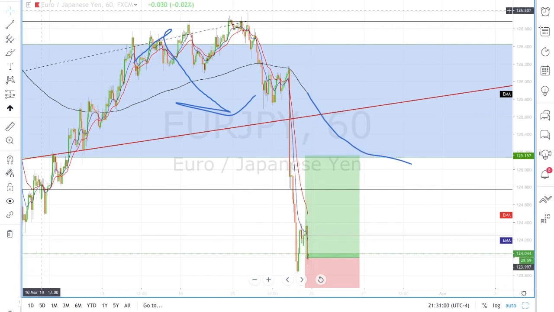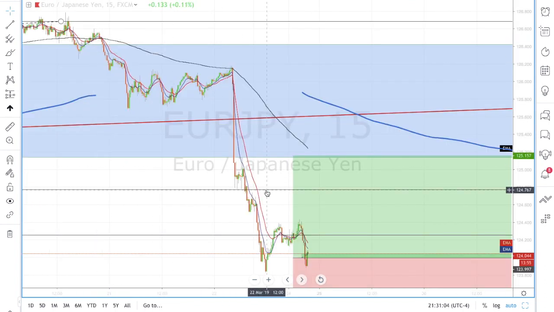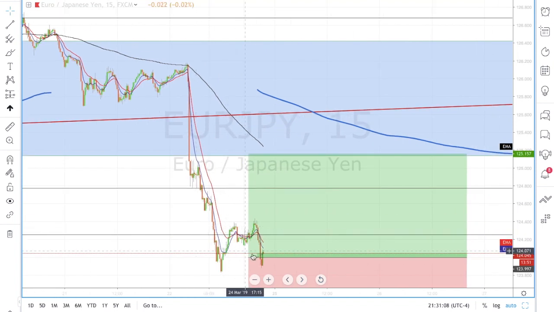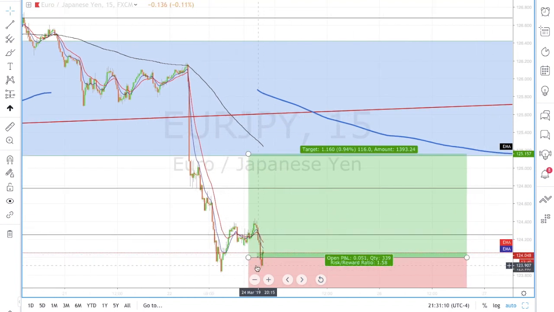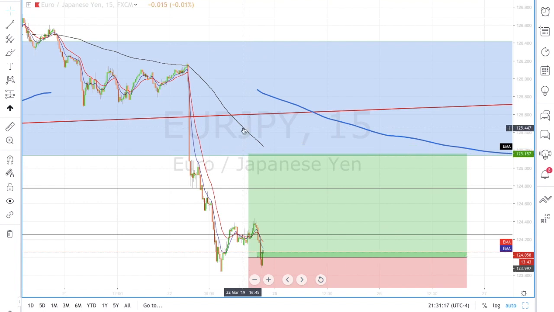However, we always execute trades on the 15-minute charts. Looking at this, first off, it didn't make another low, so that tells me this is going to rise still. Second, look how far the EMA is from price. What this tells me is this is going to rise to the EMA.